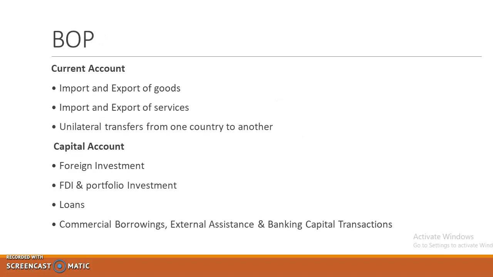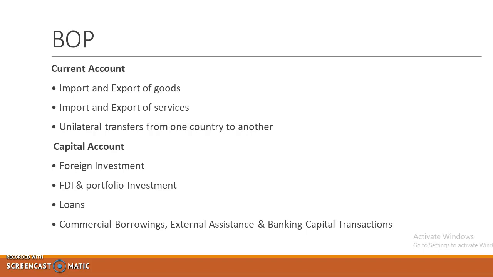So basically this account consists of three components. The first component is known as current account, the second component is known as capital account, and the third component is known as official reserve account. What is current account? Current account deals with transactions related to goods, services, as well as some kind of gifts, donations, and subsidies received from abroad or given to outsiders. All these transactions come under the current account.